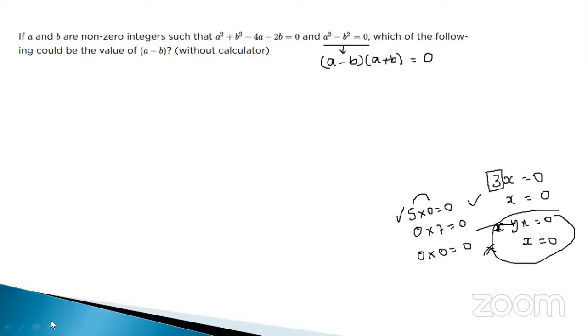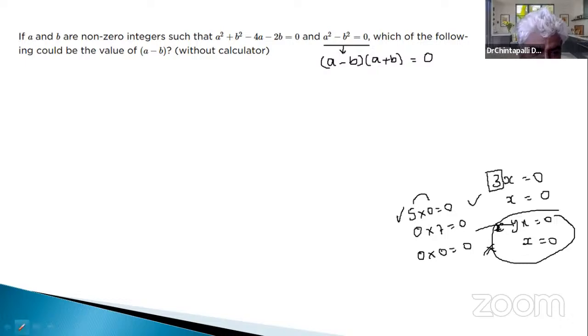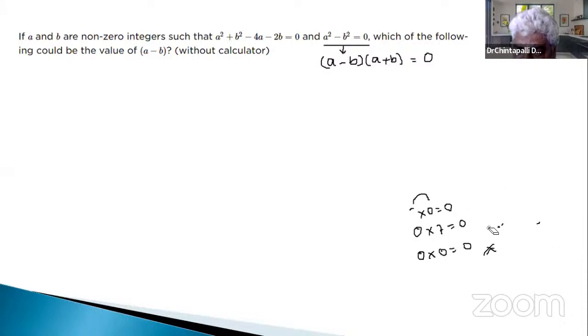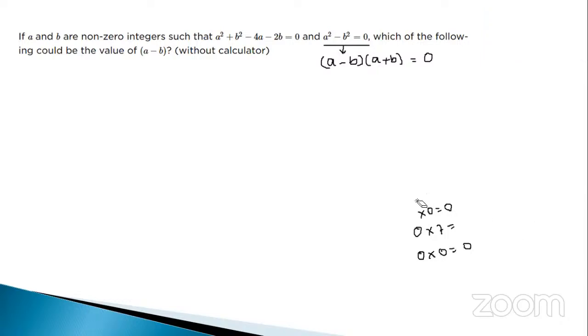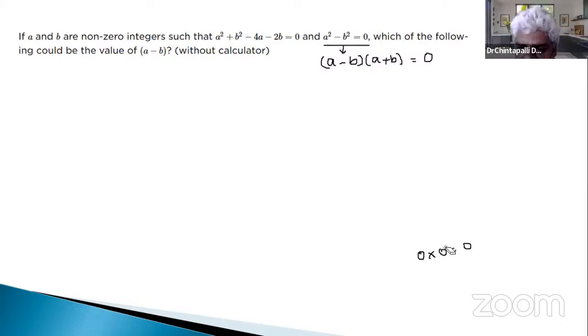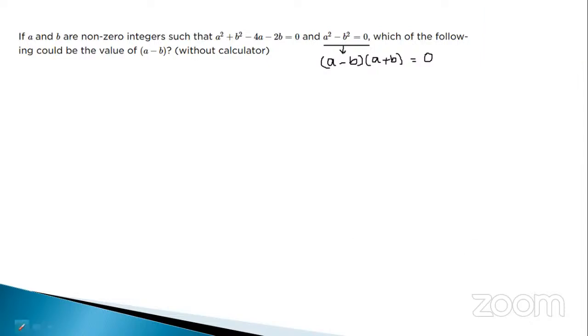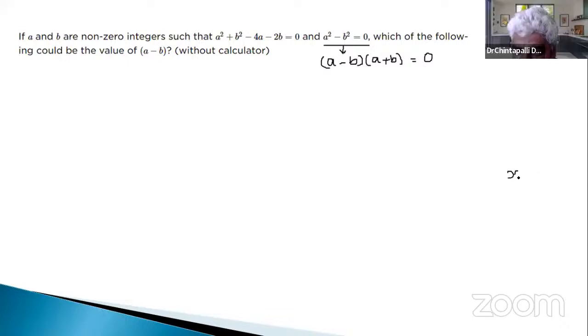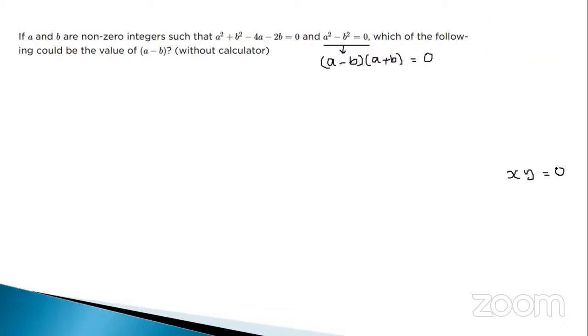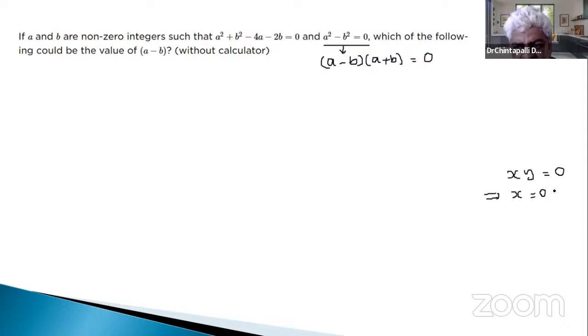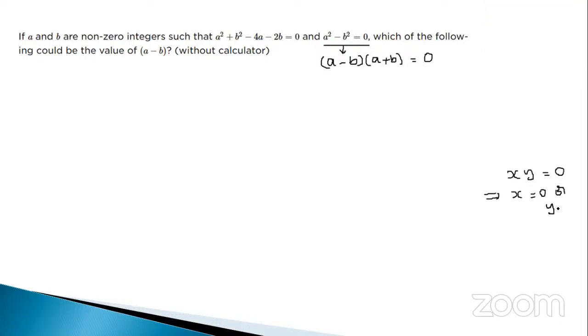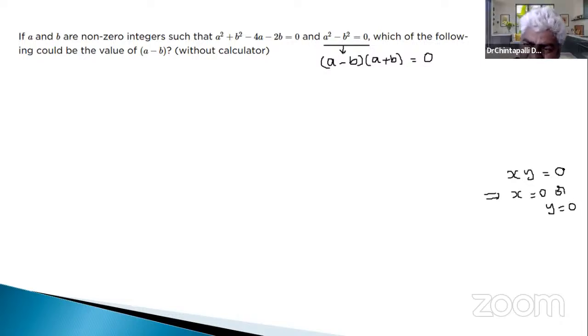Right? So sir, the conclusion of this discussion is whenever x into y is equal to 0, we should write this step: whenever x into y is equal to 0, that means either x is equal to 0 or y is equal to 0. This is the correct step.